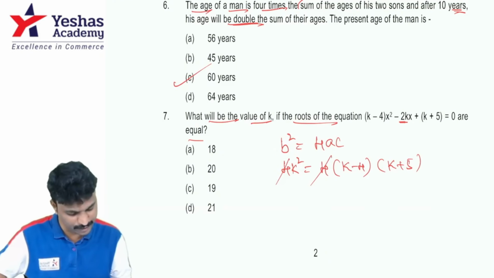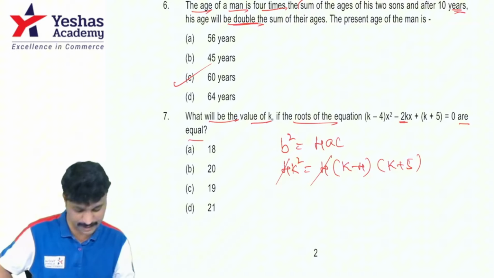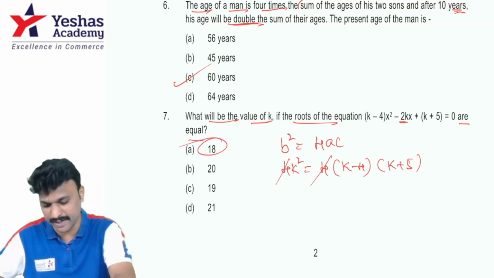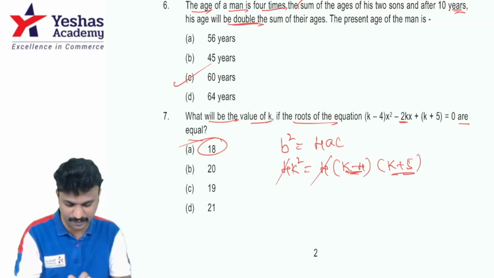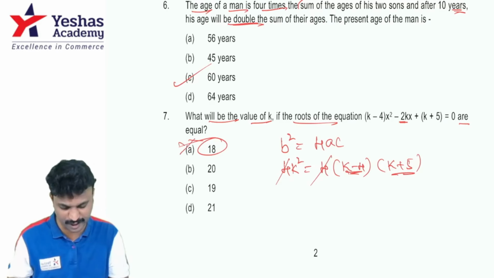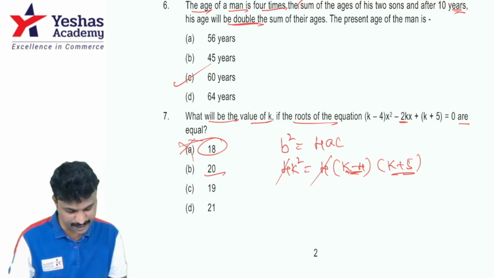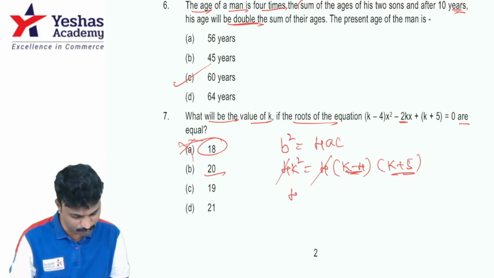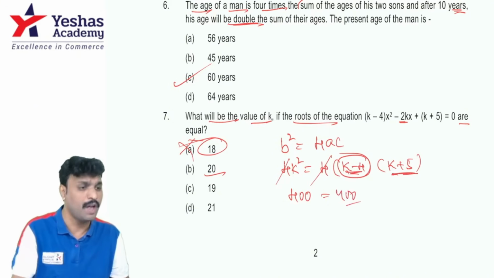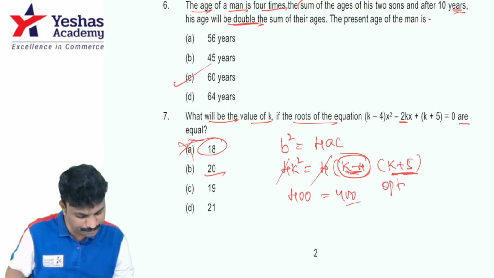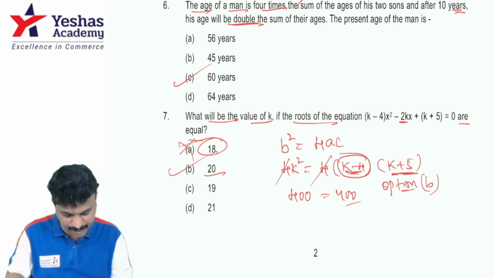Now I have to find the value of k. Guys, hit the options. If I hit 18, 18 square is 324. 18 minus 4 is 14 into 18 plus 5 is 23. Is it 324? Definitely no. So option B, if I hit k as 20, 20 square is 400. Now 20 minus 4 is 16, into 20 plus 5 is 25. 16 into 25 fetches you how much? 400 only. So option B is the right answer.